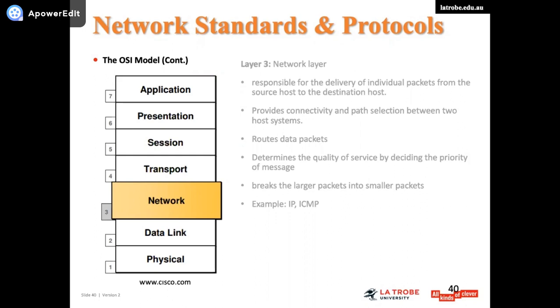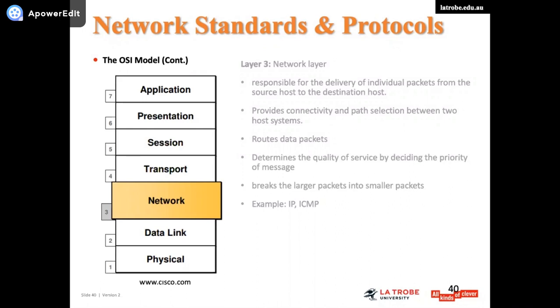Secondly, this layer provides connectivity and path selection between two host systems. Because from the source node to the destination node, many different paths may exist. So how to select the best path or the shortest path is one of the most important things in the network layer.